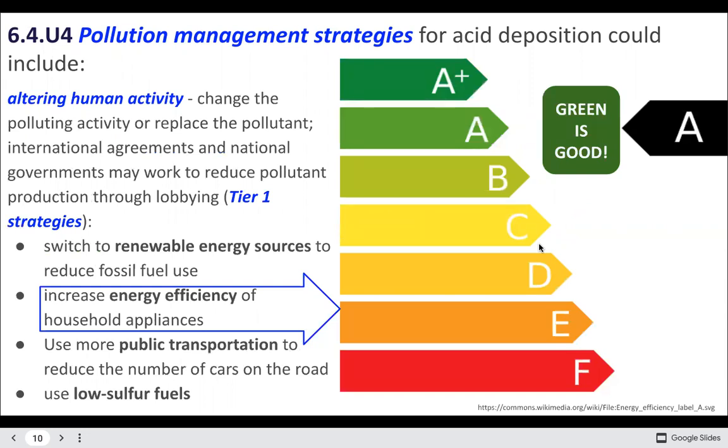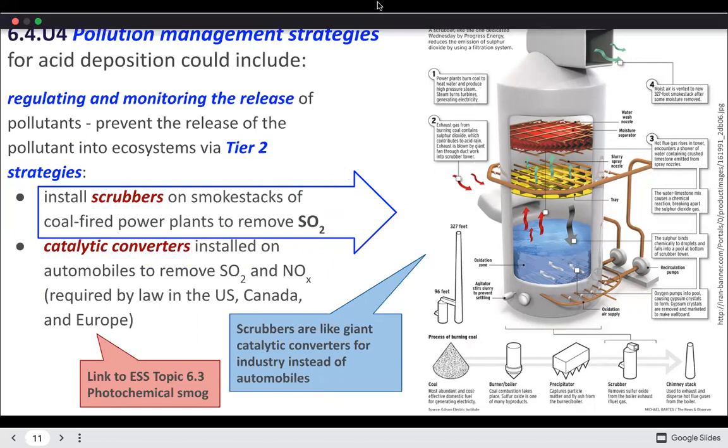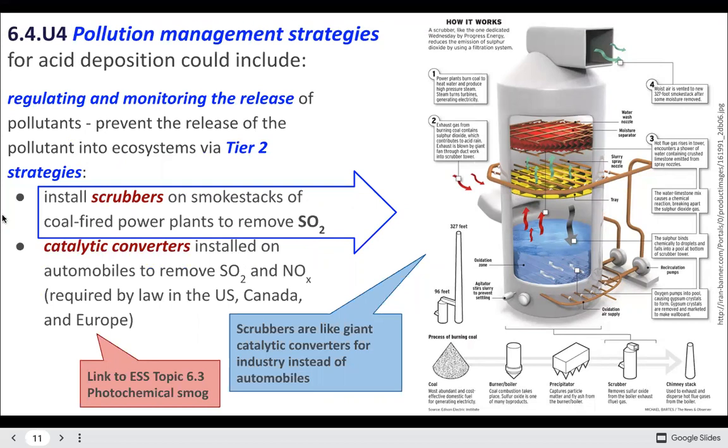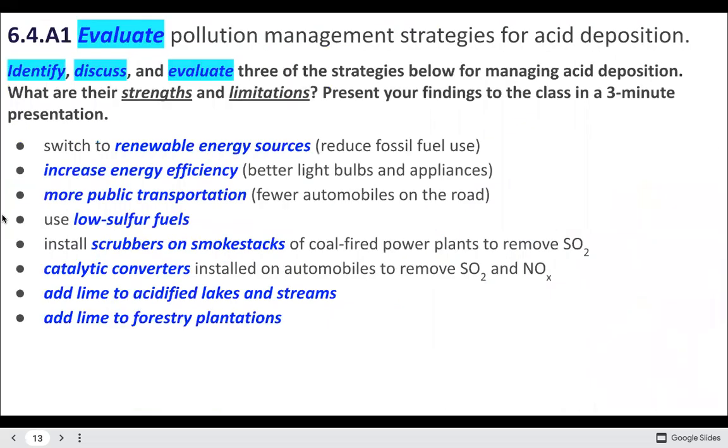Pollution management strategies include the first tier, right? Altering human activity. Hey, let's stop producing sulfur dioxides. Let's stop producing NOx. What a crazy idea. We can regulate and monitor the release. So this is where clean coal comes in as a viable solution for dealing with acid rain, but not for dealing with climate change. But clean coal or scrubbers really help to remove sulfur dioxide, which is one of the primary components of sulfuric acid and sulfurous acid. So taking that out of the equation should reduce the amount of acid rain.